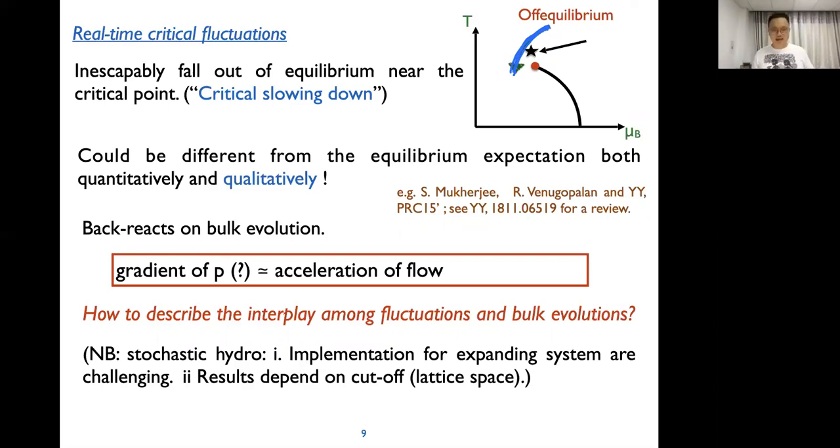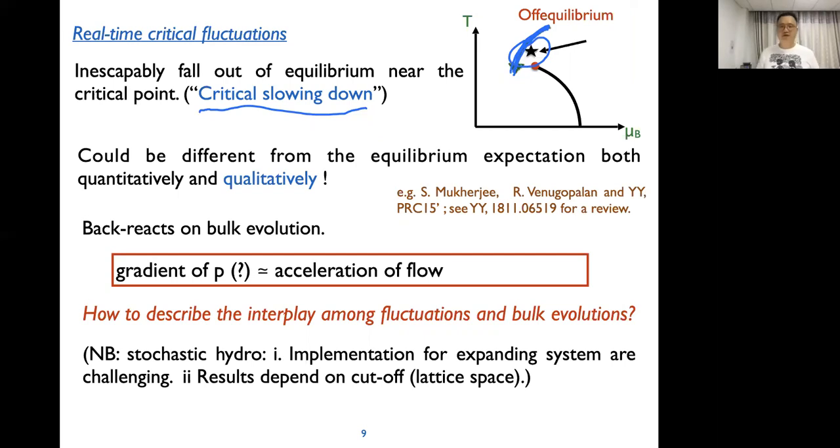On the other hand, there's a very important phenomenon called critical slowing down. What that means is the equilibration rate of the critical fluctuations will also become smaller and smaller. So eventually, at some point close to the critical point, say this star point here, the fluctuations will fall out of equilibrium.